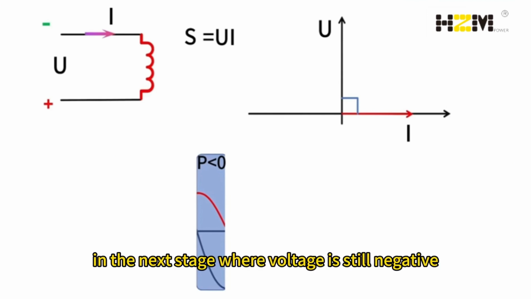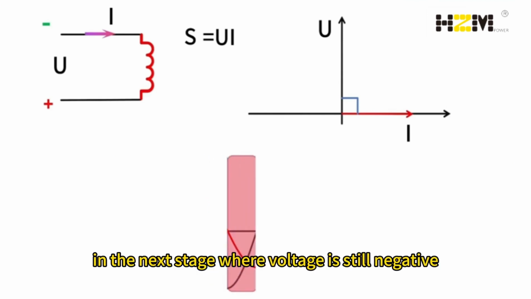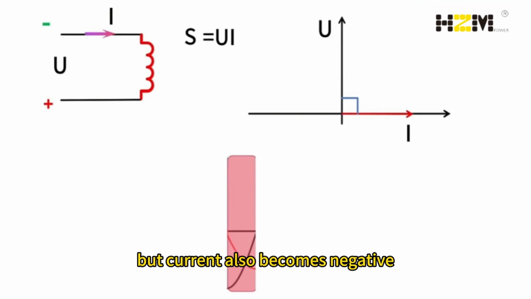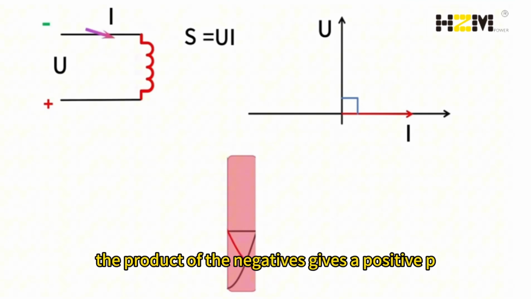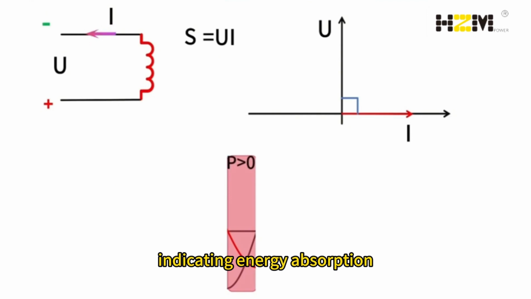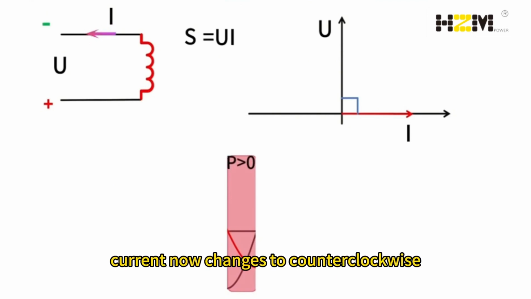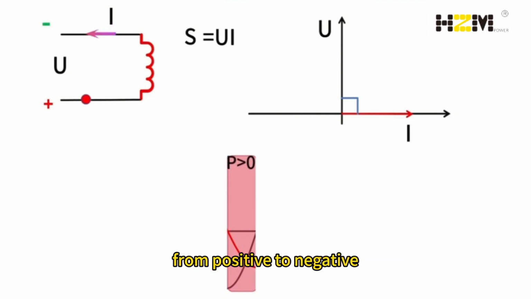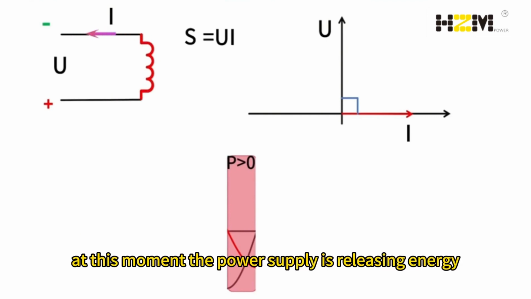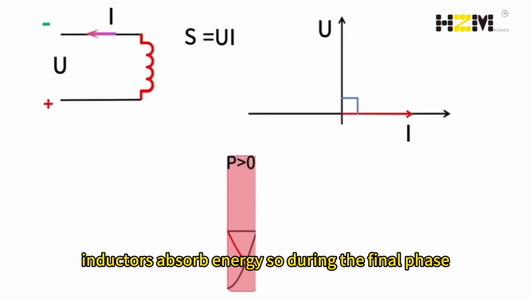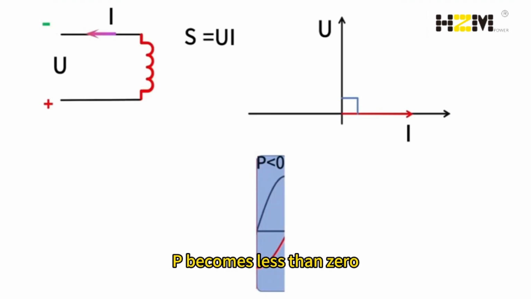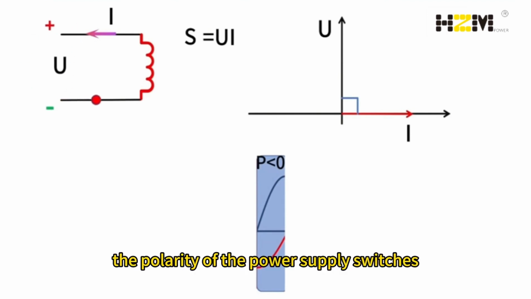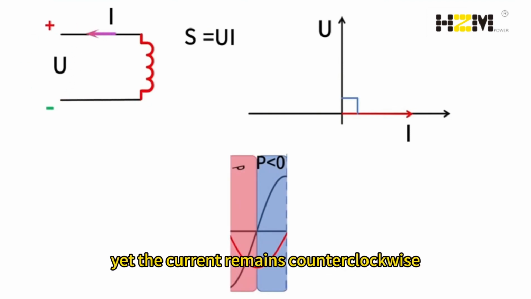For example, in the next stage where voltage is still negative but current also becomes negative, the product of the negatives gives a positive P, indicating energy absorption. The direction of the current now changes to counterclockwise, from positive to negative. At this moment, the power supply is releasing energy. Inductors absorb energy, so during the final phase, P becomes less than 0 as energy is released. The polarity of the power supply switches, yet the current remains counterclockwise.